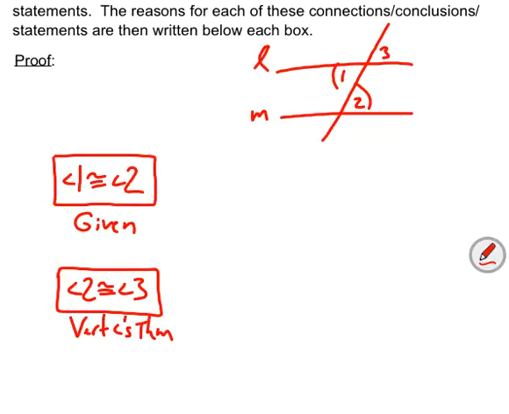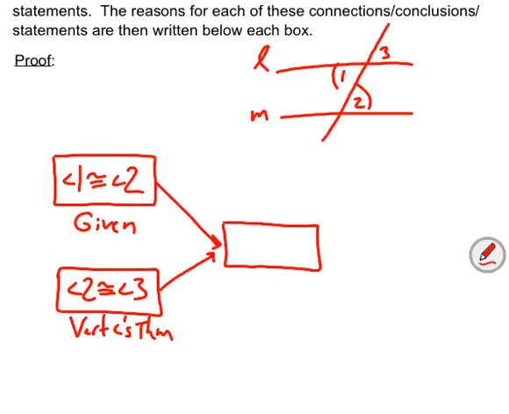There's no connection between those two. Those are pretty independent statements. However, the next one is not. The next one is a third statement that's a consequence of these two. If I know that 1 and 2 are congruent in the first box, and that 2 is congruent to 3 by the vertical angles theorem, then we can put those two ideas together.